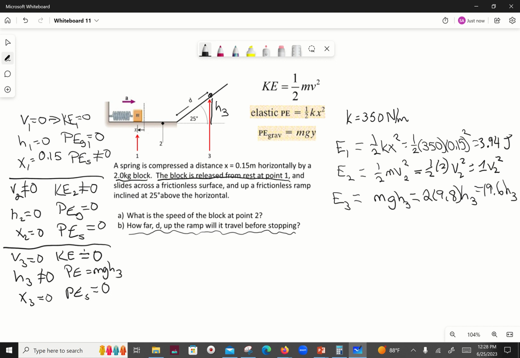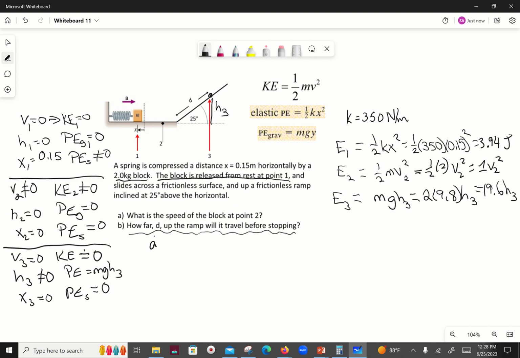And in fact, for energy 1, I have an actual final number for the energy. So how do I solve it? Well, my recipe says after I found the equation for the energy at each point, I just set them equal to each other to find the unknowns. So for part A, it's asking me what's the speed of the block at point A.